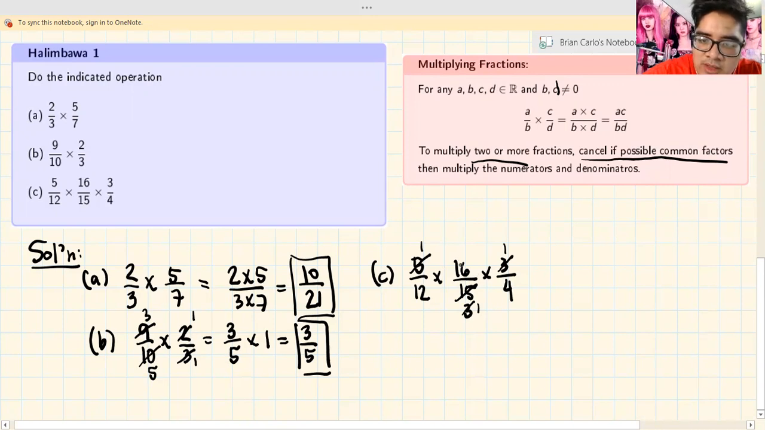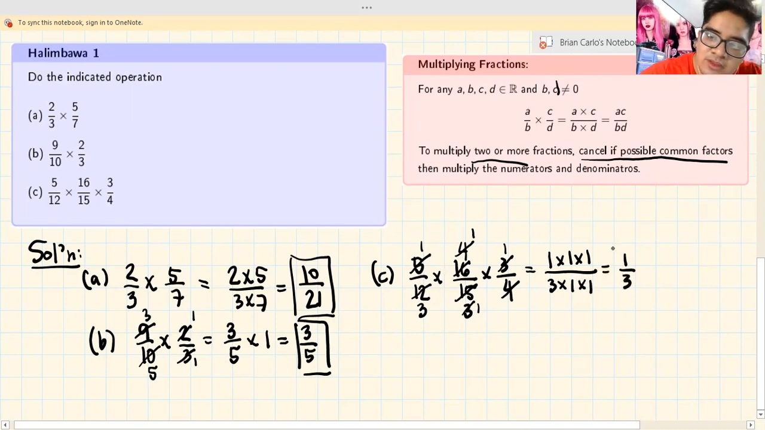Sunod, ito. Pasok to ng 16 4 times. Ito, pasok to ng 3 times. So, 1 to. So, ano sagot? 1 multiplied by 1 multiplied by 1 all over 3 multiplied by 1 multiplied by 1. Ano yan? This is 1/3. Tama ba? Yun ang sagot. Ganun lang mag-multiply ng fractions, guys.